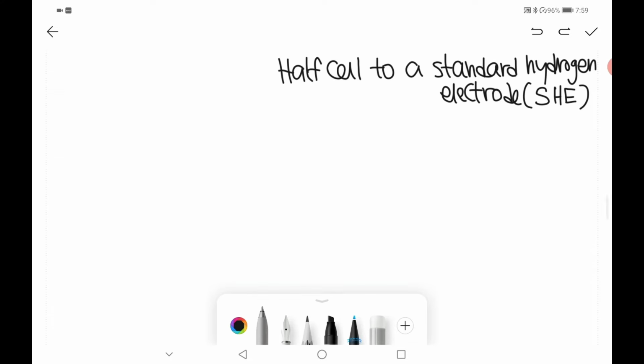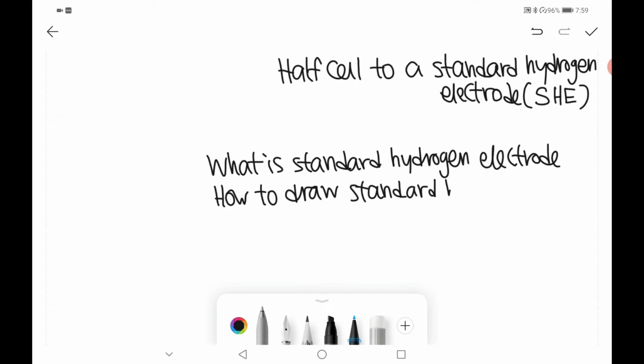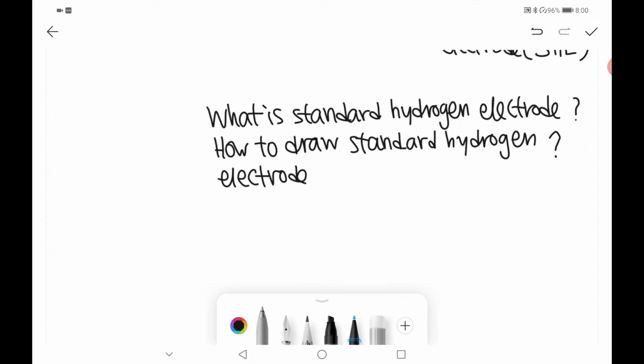Let me show you what is the standard hydrogen electrode and how to draw it. You guys must understand this very well. You must be able to understand what the standard hydrogen electrode is and how to draw it. These two things, you must know both.